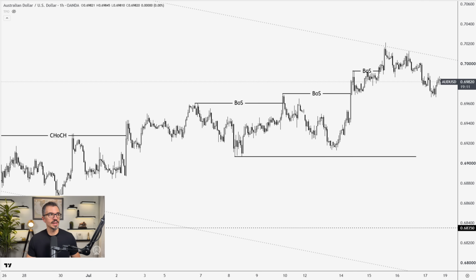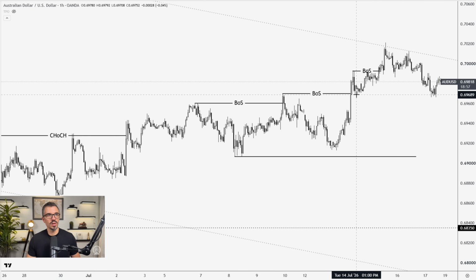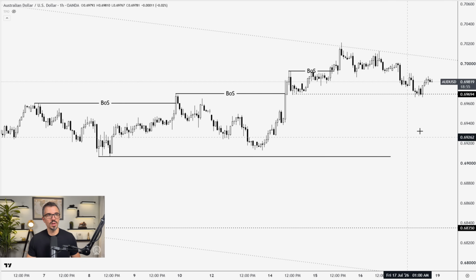Whenever you have a BOS like this, you're marking off a BOS, and then you get a very shallow pullback and this inefficiency down here, this is always a bit risky to try to look for a change of character below here. But even if you do that, at the moment, there's really not much to do, simply because if you look at this low right back here, we have not closed below it.